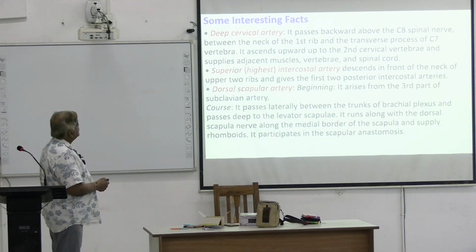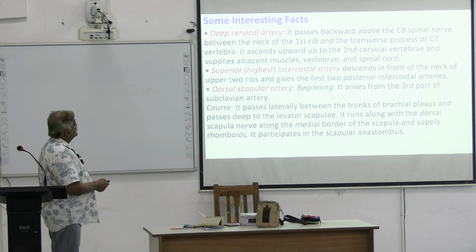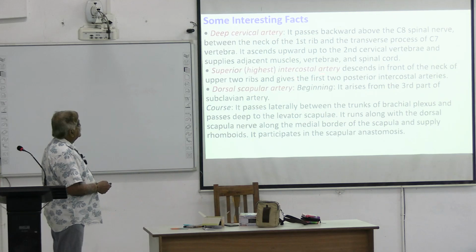Now, the deep cervical artery passes backwards above the C8 spinal nerve, between the neck of the first rib and the transverse process of C7 vertebra. It ascends up to the second cervical vertebra and supplies adjacent muscles, vertebra and spinal cord. The superior intercostal artery descends in front of the necks of the upper two ribs and gives the first two posterior intercostal arteries.